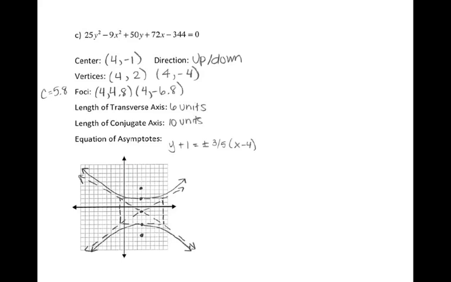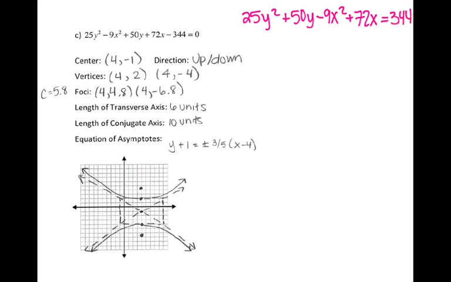Alright, last thing, graphing a hyperbola. So your equation is not in standard form, so we're going to have to deal with that first. Since my y squared is positive, I'm going to rearrange it so my y's are first. So I have 25y squared plus 50y minus 9x squared plus 72x. And I'm going to move that constant to the other side, so I'm going to add 344 to both sides.